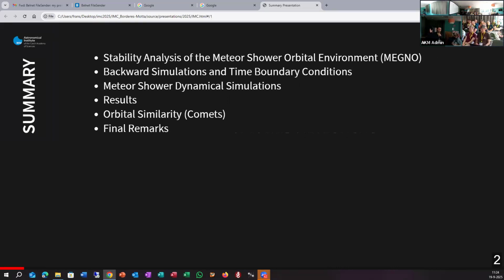I will start by analyzing the stability of the region where this meteor shower is coming from, and then I will use the results for doing some backward simulations, that is important to set up the time boundary conditions for my simulations. Then I will do my simulations, and with the results I will have a kind of hypothetical comet, because this is the hypothesis that I'm using here, that the meteor shower is coming from a comet that we don't know. And then I will use this hypothetical comet to compare with the known comets to try to find a possible parental body.